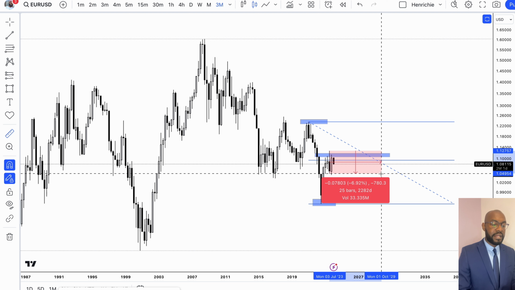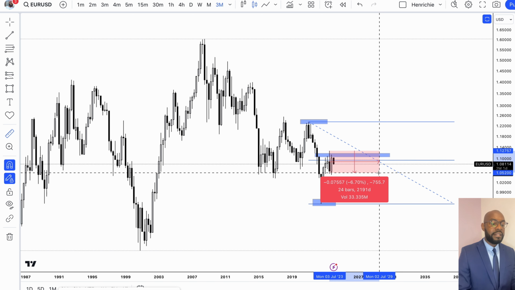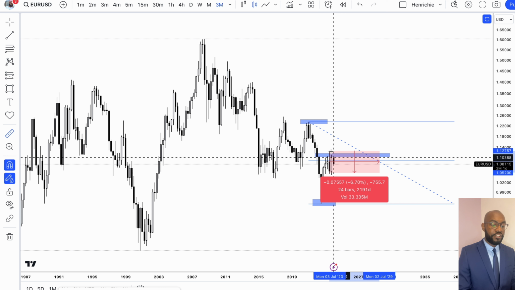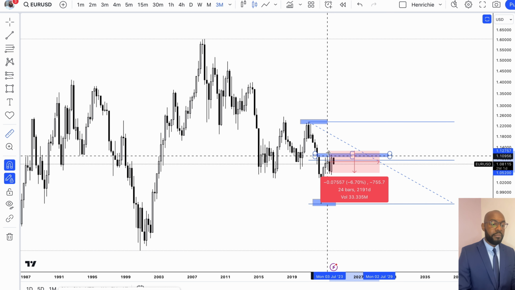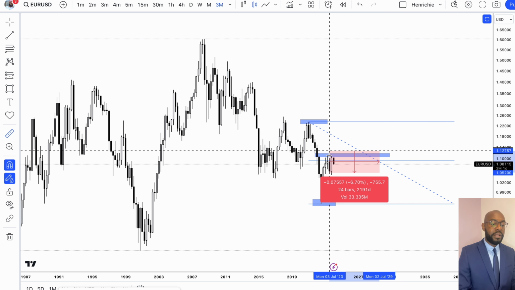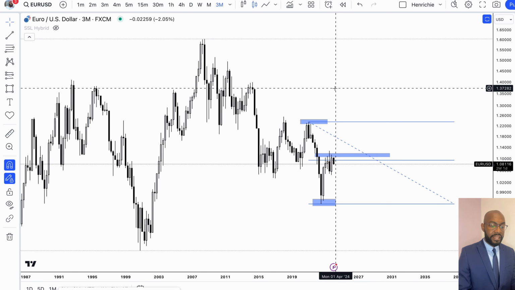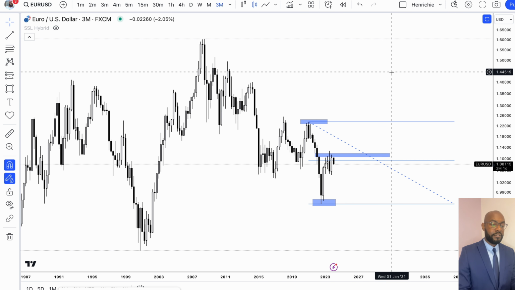Right here from this high to this low is about 750 pips. So if you were risking $10 per pip on this trade, tapping into this inefficiency, in as much as it looks really small, if you had risked $10 per pip, you would have made $7,000 just on this small move right here. That's how much you would have made.